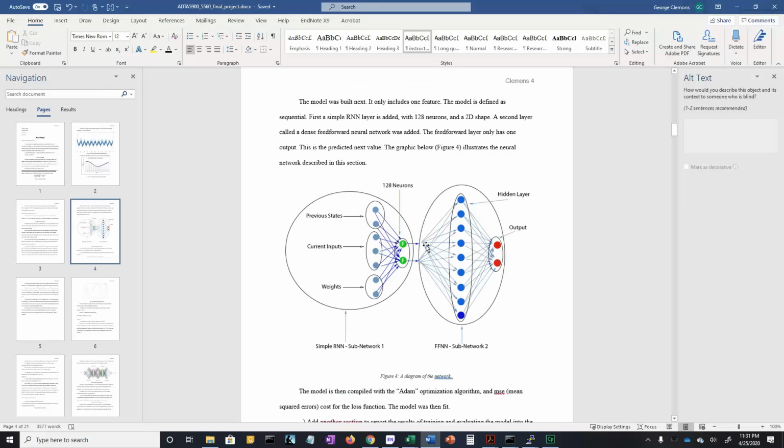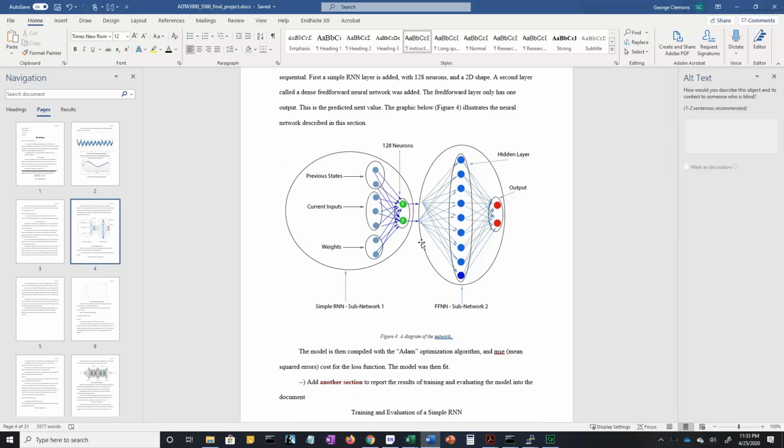The model was built next. It only includes one feature. The model is defined as sequential. First, a simple RNN layer is added with 28 neurons and a 2D shape. A second layer, called a dense feed-forward neural network, was added. The feed-forward layer has only one output. This is the predicted next value. The graphic on the screen illustrates the neural network described in this section.